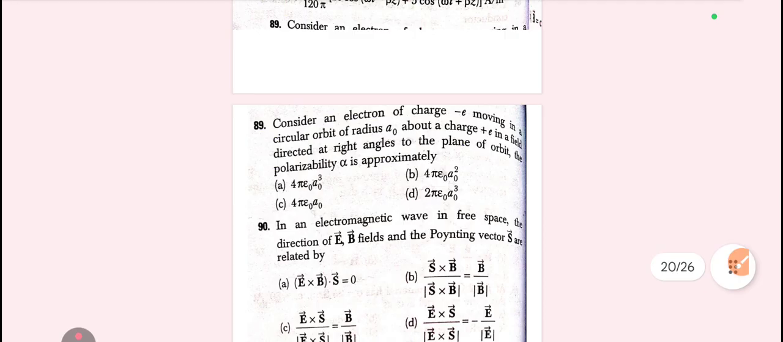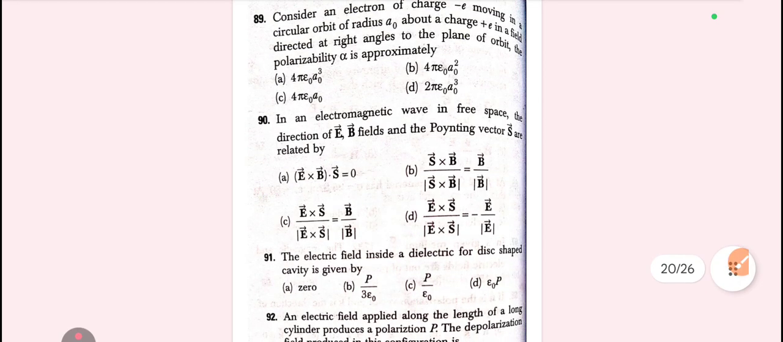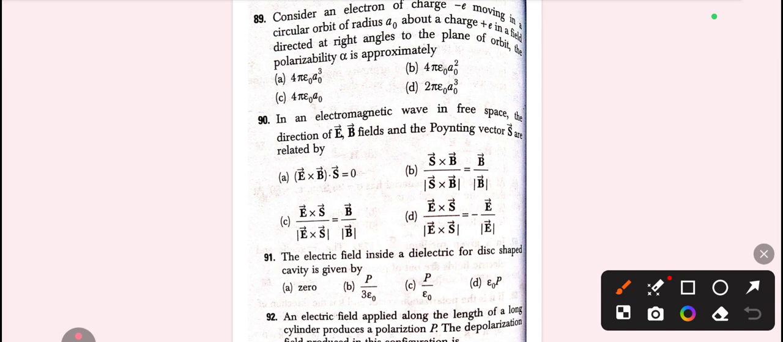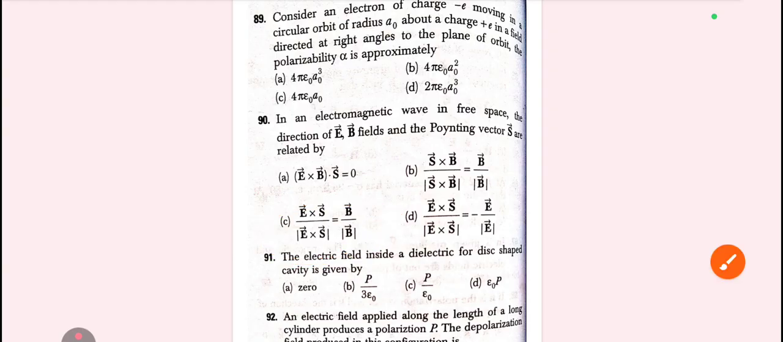Question number 88. Question number 89. In an electromagnetic wave in free space, we have the pointing direction is C part. Question number 91. 91 is the electric field inside a dielectric for disc shape.